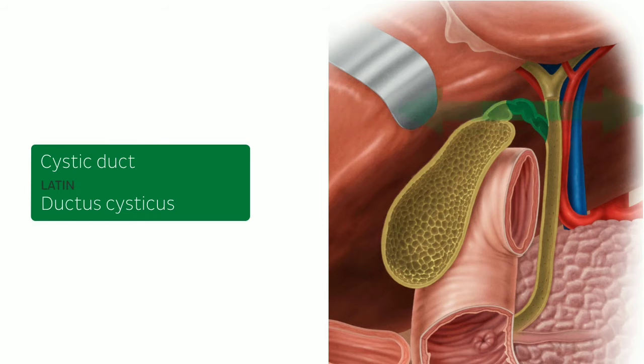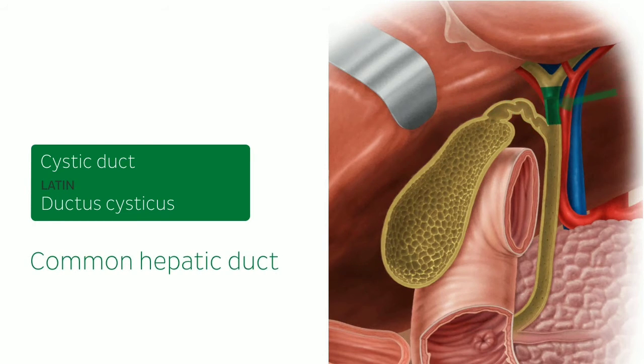Bile can either travel through this duct to the gallbladder, or in the opposite direction out of the gallbladder. This duct is about 3 to 4 cm long, and contains between 5 and 12 folds, giving it a twisted appearance like the neck of the gallbladder. The cystic duct joins the common hepatic duct to form a structure called the common bile duct.